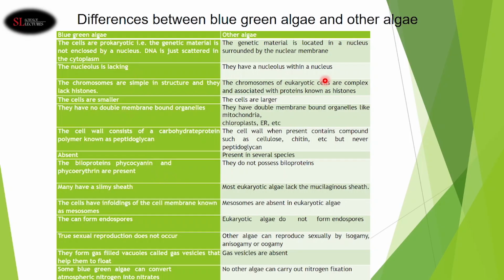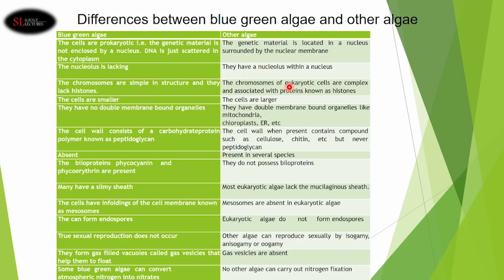Except cyanobacteria, all other algae are eukaryotic. That means they have a nucleus. Cyanobacteria doesn't have the nucleus. Cyanobacteria has circular DNA. This one has linear DNA, which is associated with proteins called histones.